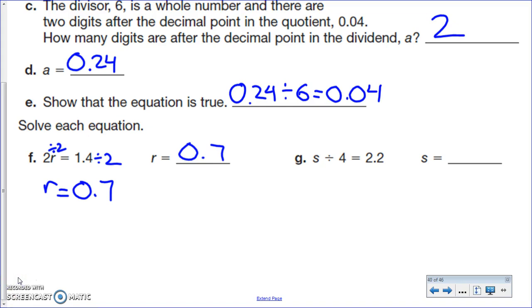For g, we have s divided by 4 equals 2 2/10. To reverse division, we're going to multiply. So we're going to multiply by 4 on both sides to get s by itself. And then we'll multiply 2 2/10 by 4, because whatever you do to one side of the equation, you have to do to the other. So 2 and 2 tenths times 4 equals 8 and 8 tenths. So s equals 8 and 8 tenths.